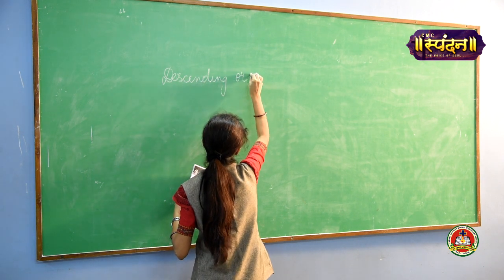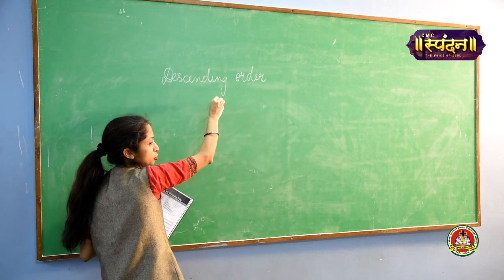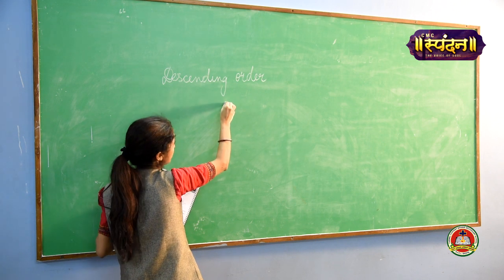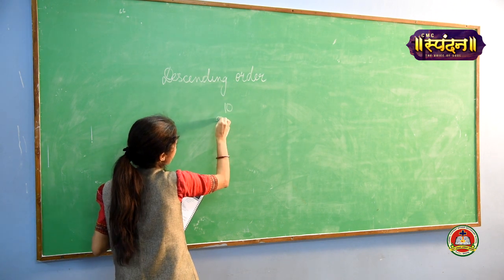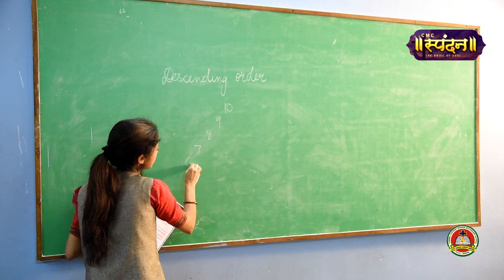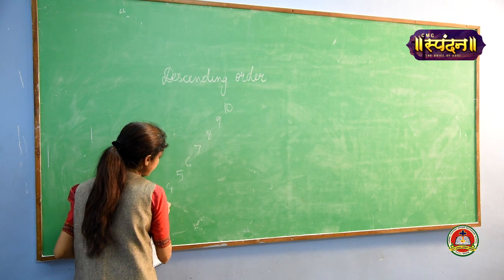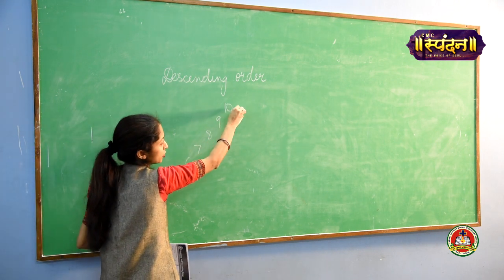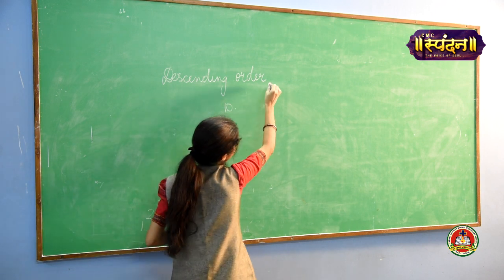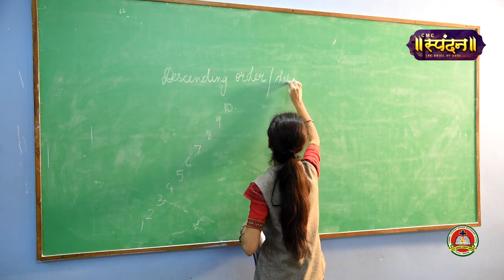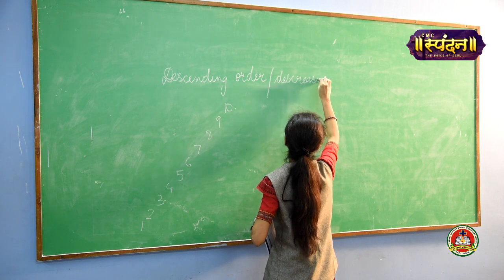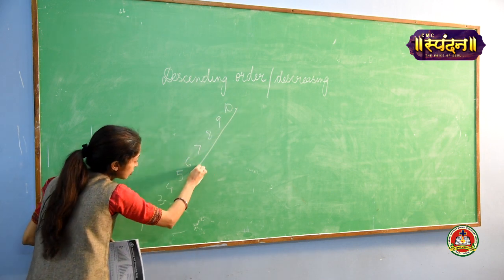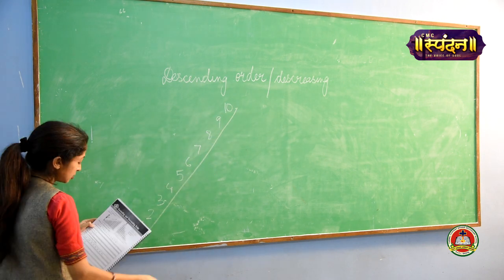We are coming to descending order. Descending means from big to small. Now we will climb down, that means from big number to small. Back counting 10, 9, 8, 7, 6, 5, 4, 3, 2, 1. In ascending order we were climbing up. In descending order, or decreasing order, you can also say, we are climbing down from big number to small number. Is it clear? So, let us begin.